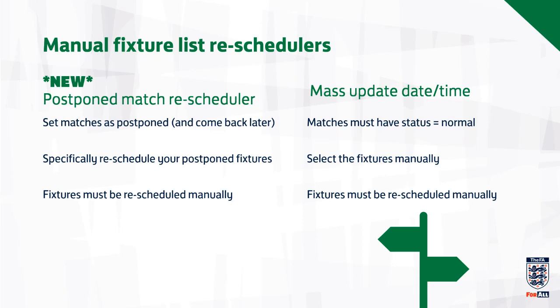So if you don't want to reschedule the postponed fixtures right now, you can come back later and the status will stay as postponed. So all teams know that that game isn't taking place. You can specifically select the postponed fixtures you want to reschedule, so you don't have to do them all at the same time. But importantly, the fixtures must be rescheduled manually. So you're going to have to manually update that date and time. So you need to have a date and time in mind of when you want to reschedule these fixtures for.